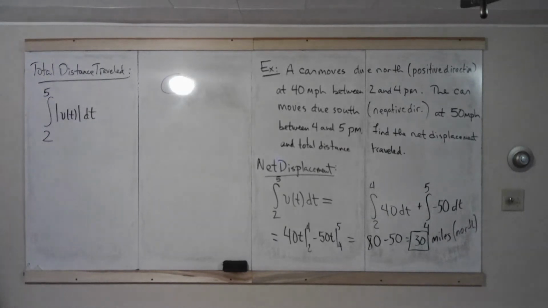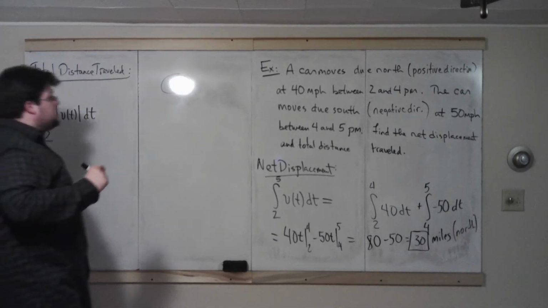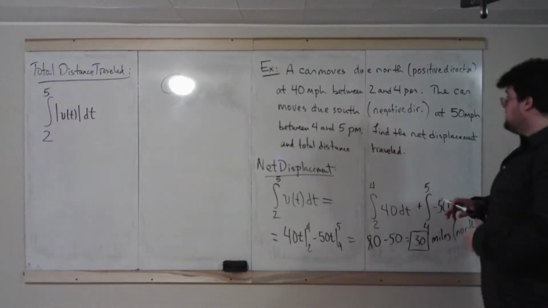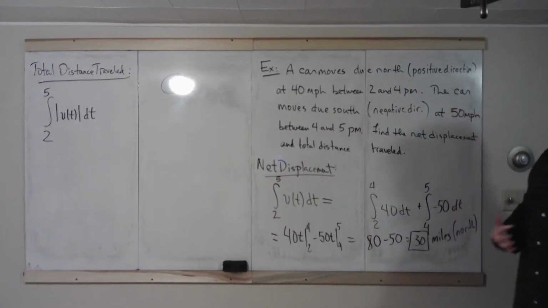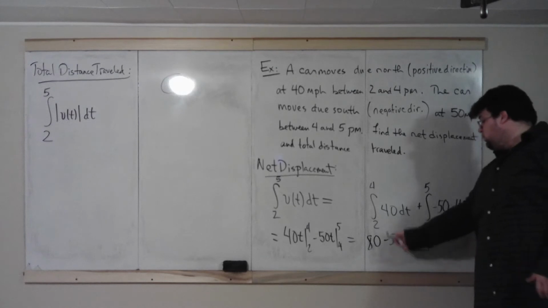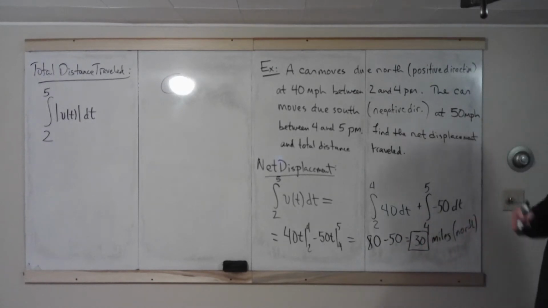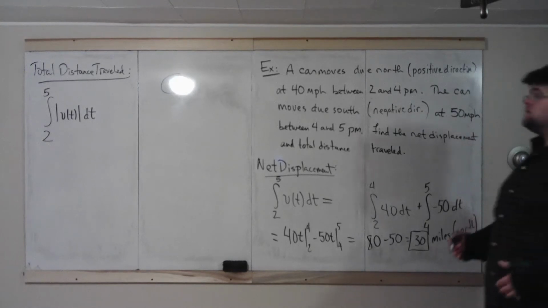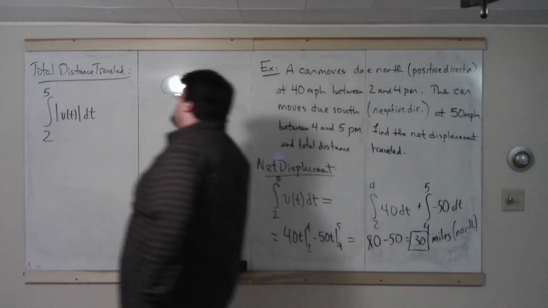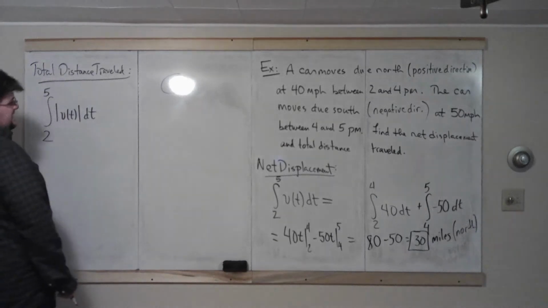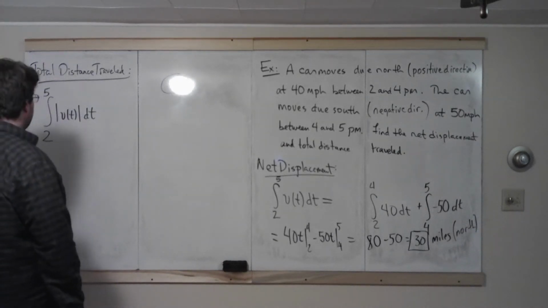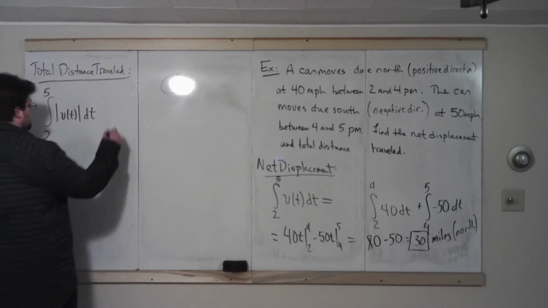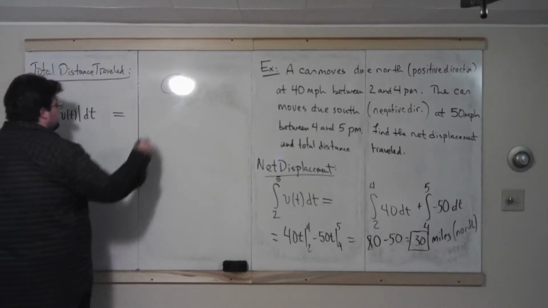Well, we can integrate the absolute value of velocity. The absolute value of the positive velocity will still be positive. The absolute value of the negative would then be positive, meaning this walking backwards would count positively. Now, how do we integrate an absolute value function? Well, we'll see.